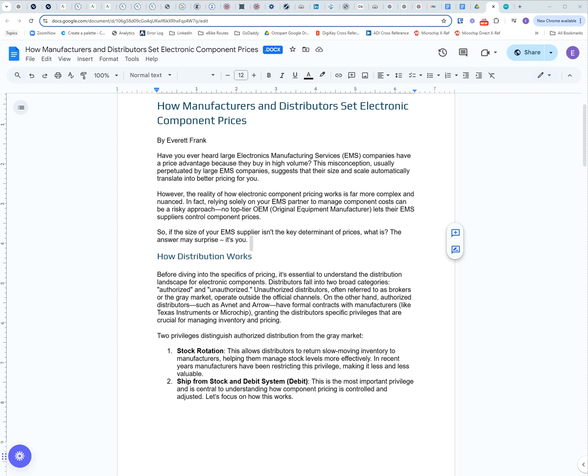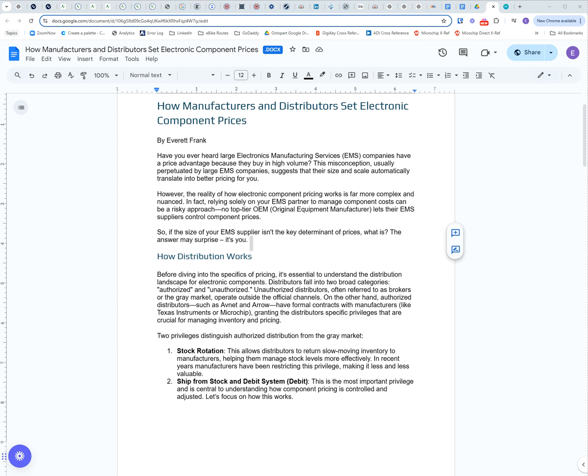This suggests that their size and their scale automatically is going to transfer to some kind of better pricing for you. But the reality of how electronic component pricing works is just much more complex and nuanced. Relying on an EMS partner to manage your component costs is a risky approach, and that's an understatement. No top tier OEM would let their EMS suppliers control their component prices. It'd be out of the question.